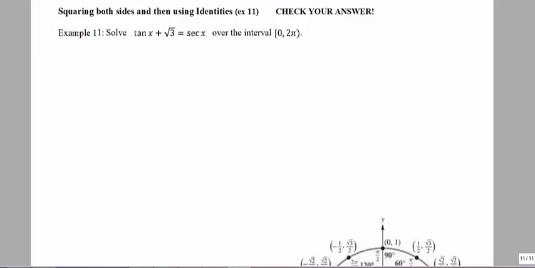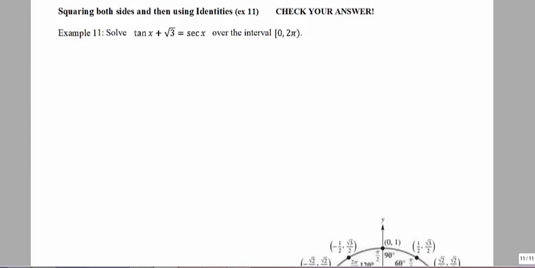So in this last example for solving trig equations, we want to look at a different method that we can use, and that is squaring both sides of the equation so that we can use a Pythagorean identity. In this case, we have tangent x plus square root of 3 equals secant x. And we're asked to solve over the interval from 0 to 2 pi, so we're working in radians.